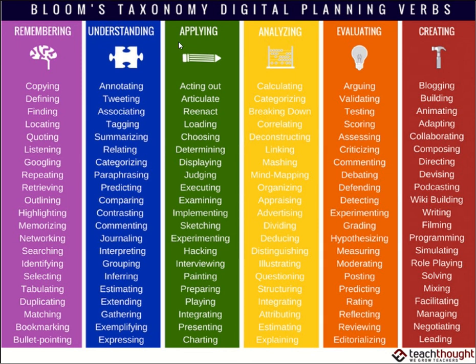When you move on to applying, this would be the advanced level of learner. You see things like acting things out, reenacting scenarios, choosing or determining things based on the information that they can read, or they can execute or implement ideas or plans. They can examine things. They're starting to be able to experiment. They can interview. So these are some great ideas for some ways that you could make sure that you are showing your knowledge of advanced abilities in language by using cognitive verbs from this level.